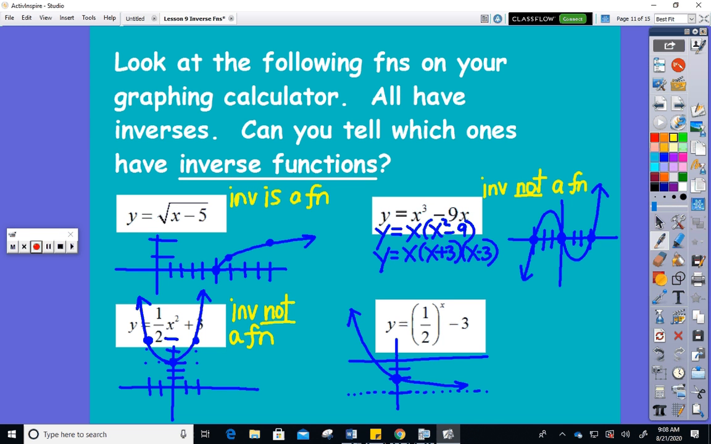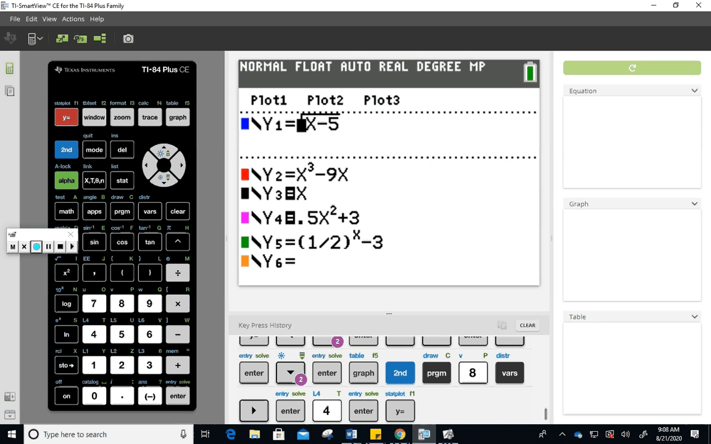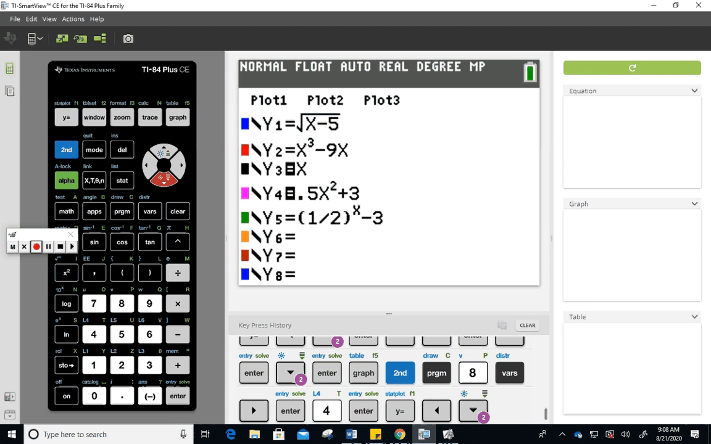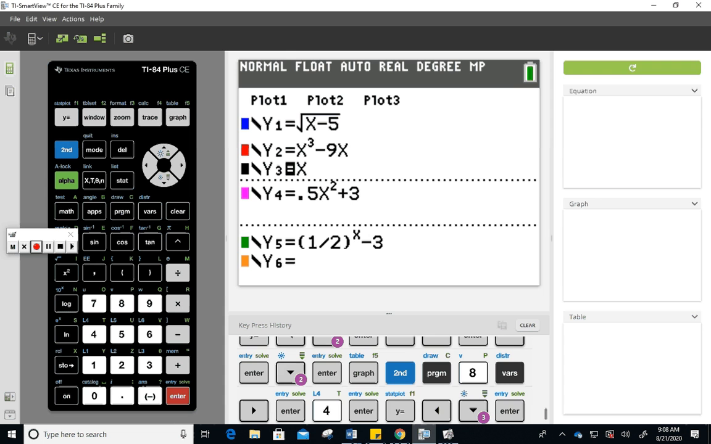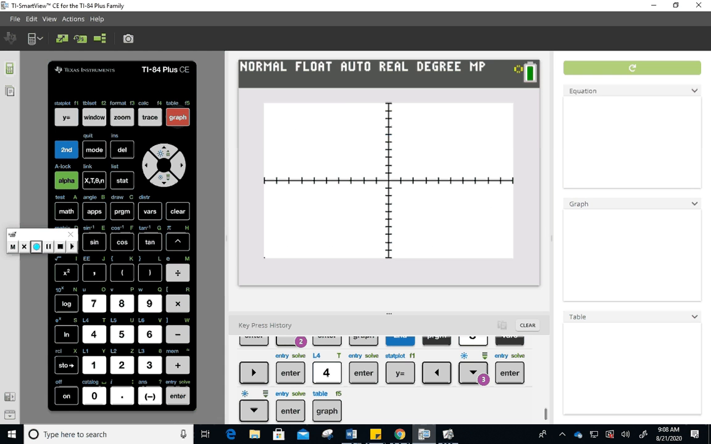So one last time, let's do y equals (1/2) to the x power minus 3. So you all insert y equals (1/2) to the x power minus 3. Notice it needs to be in parentheses. I'm going to turn off my y4 while you're doing that and turn on my y5. So notice the 1/2 is in parentheses to the x minus 3. When I graph it, I see that exponential decay, which has been moved down 3 units.